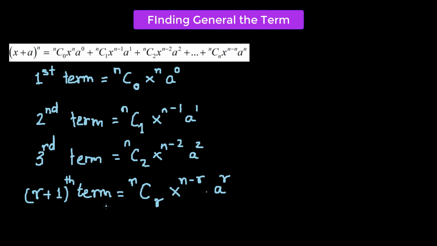This particular term is known as the rth term, also known as the (r+1)th term. This is referred to as the general term of the given binomial expression. So, using this, let's try to find the general term of a question.